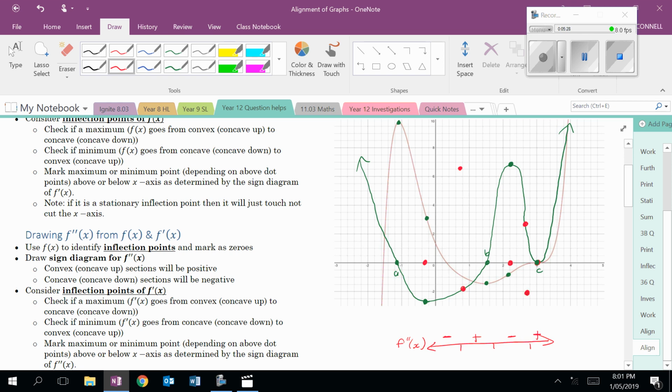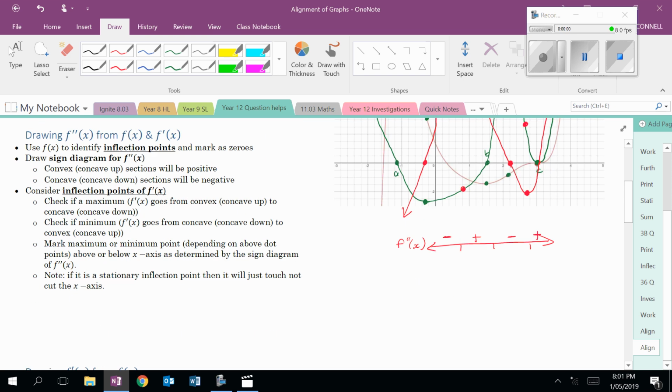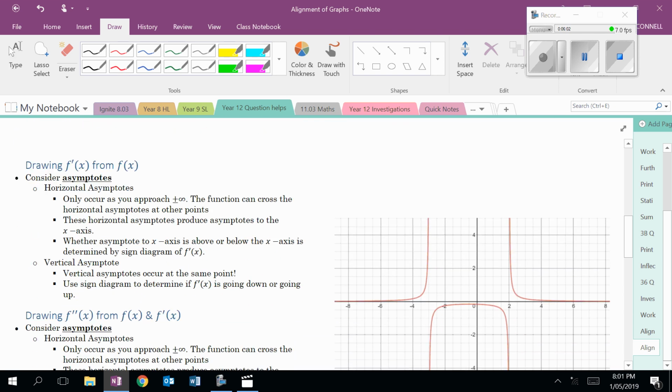And so then if I look at my sign diagram, it starts below. I go below, cuts at that point, comes up to form a maximum, then it goes around, it comes down to cut again, and then forms a minimum, and then there's another inflection point there, so it's going to have to come up and go through, and it finishes above. And so that's my second derivative. Okay, so it's a matter of just following the process.